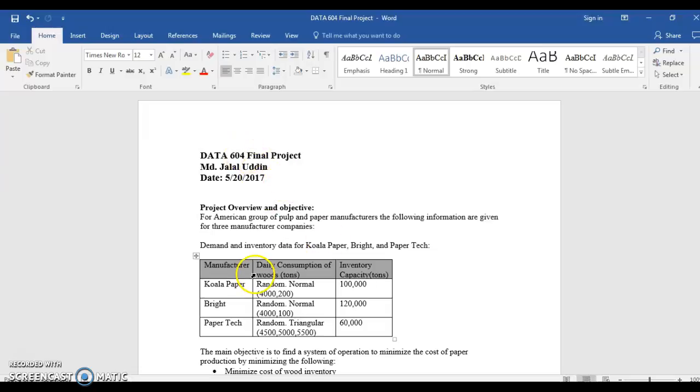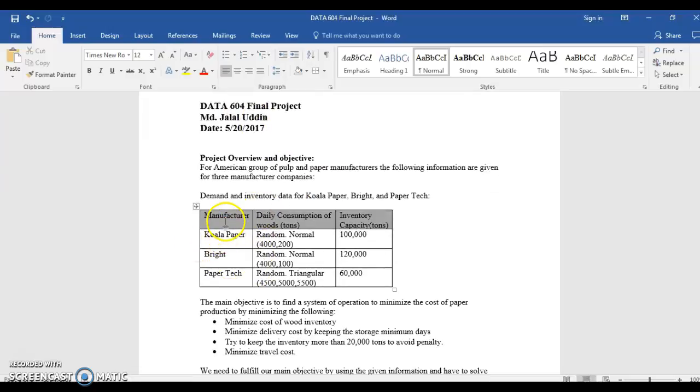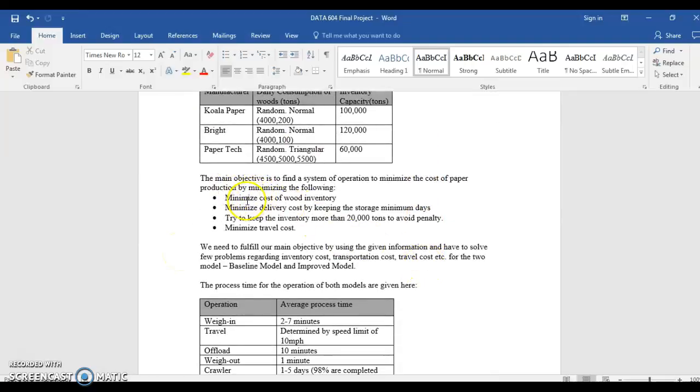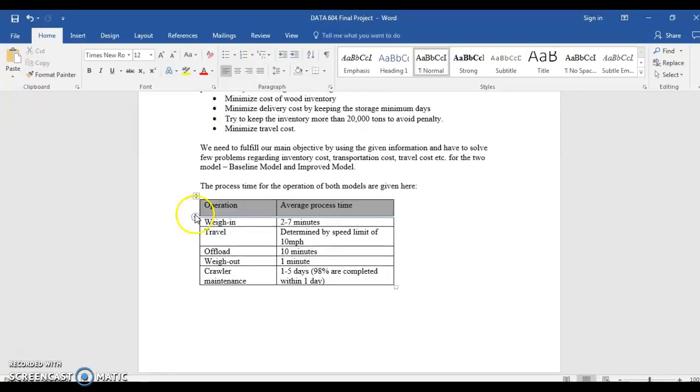The data given here shows Koala Paper, Bright, and Papertec, and their daily consumption of wood and inventory capacities. We are focusing on minimizing the cost of wood inventory and minimizing delivery cost by keeping the storage days minimal, trying to keep the inventory above 20,000 tons to avoid penalty, and also minimizing travel cost. There are also some data provided regarding operations and average process time.